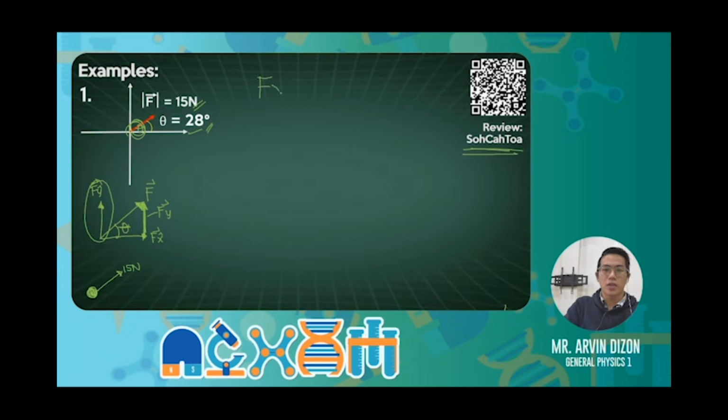If we look at Fx, we can see that it's actually on the adjacent side of the angle. So we're going to write here adjacent side. Meanwhile, Fy is actually on the opposite side of this angle. So that would be opposite. Okay? So from SOHCAHTOA, we have adjacent, so we are going to use the CAH, C-A-H. Meanwhile, this is the opposite, so we're going to use the SO, so that would be S-O-H.